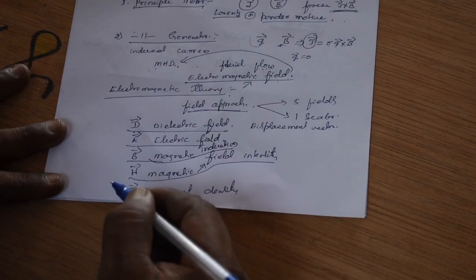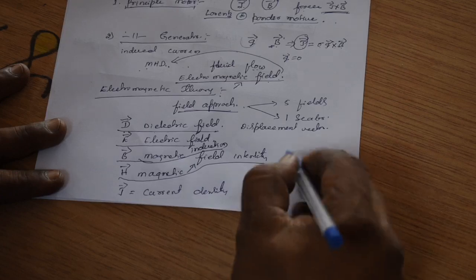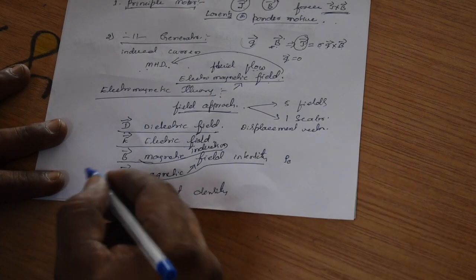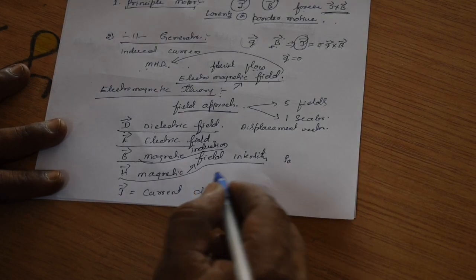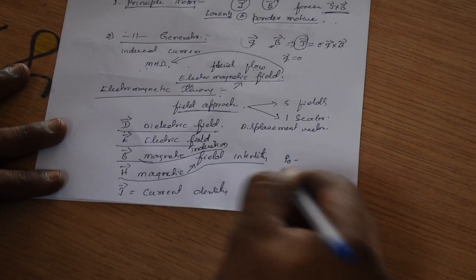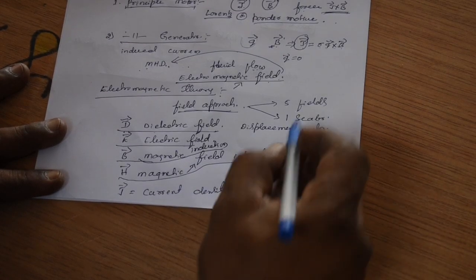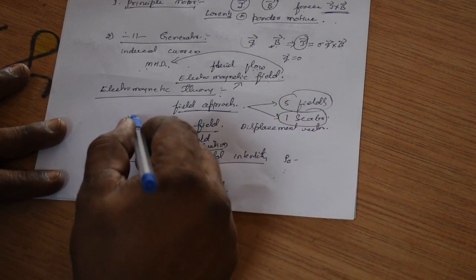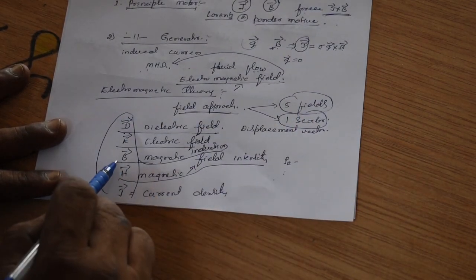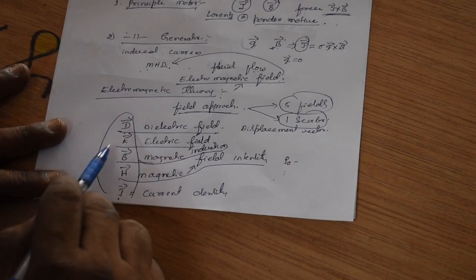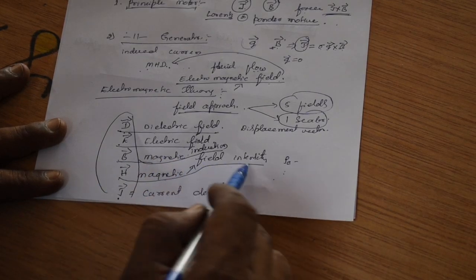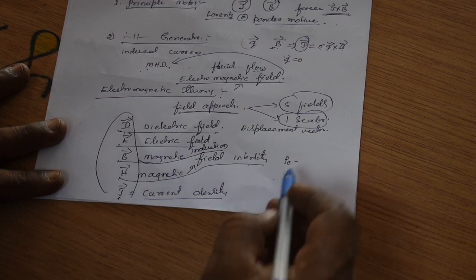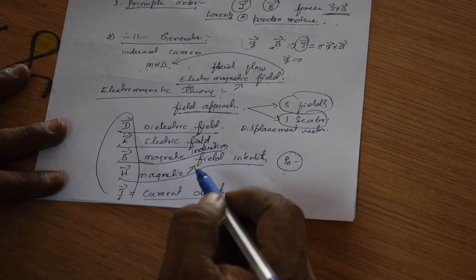So these are the 5 fields, and J is current density. One scalar is nothing but rho E. This is nothing but the density of distribution of charges. So 5 fields and one scalar. These are the 5 fields: D, E, B, H and J. D is the dielectric field, E is the electric field, B is magnetic induction, H is magnetic field intensity, and J is current density, and one scalar is rho E, that is nothing but the density of the distribution of charges.